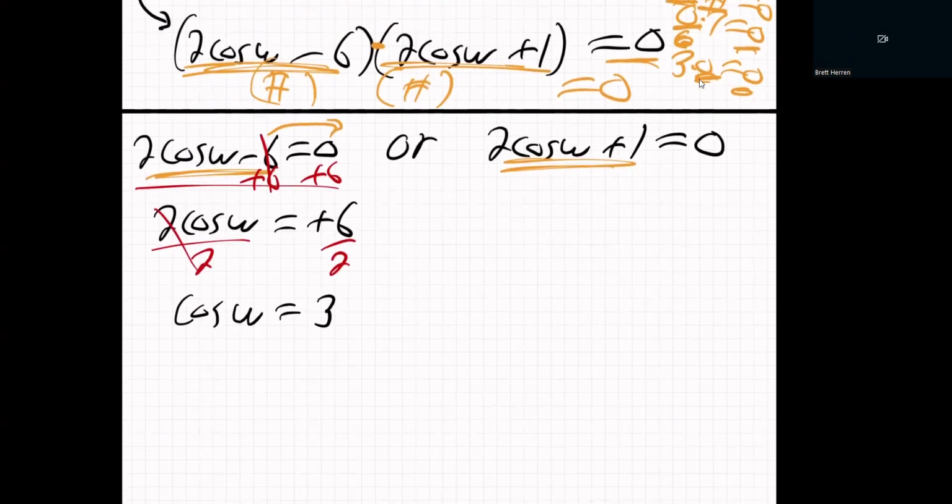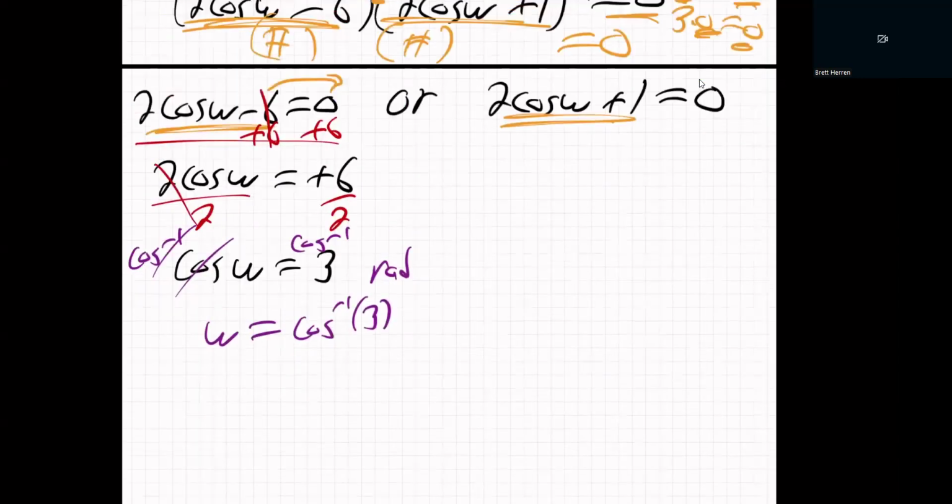Now we go to our calculator because 3 is not on the unit circle. So I'm going to do cosine inverse because W wants to be alone. Boom, cancel out. That's what'll get W alone. You have to do cosine inverse of both sides. So now take out your calculator and do cosine inverse of 3. Make sure you're in radian mode.